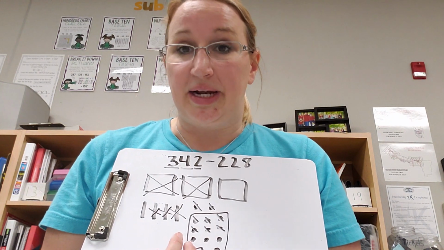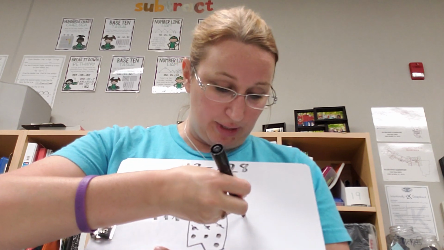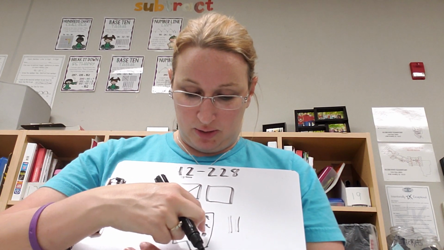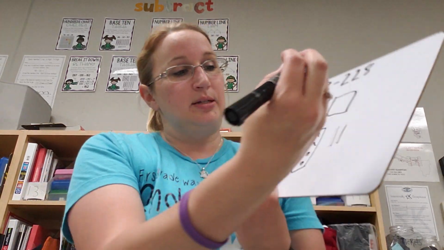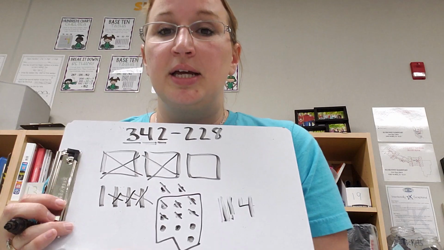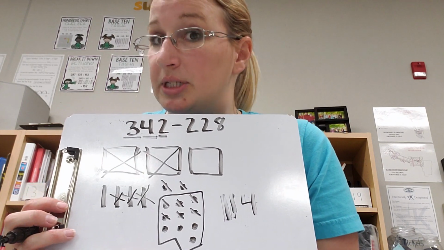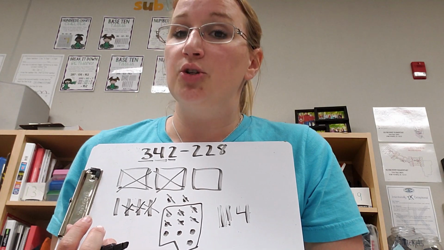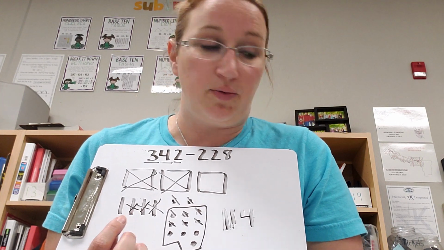So now I got to see what I have left. I have 1 100, I have 1 10, and I have 1, 2, 3, 4 ones. So my solution is 114. The difference of 342 minus 228 is 114.